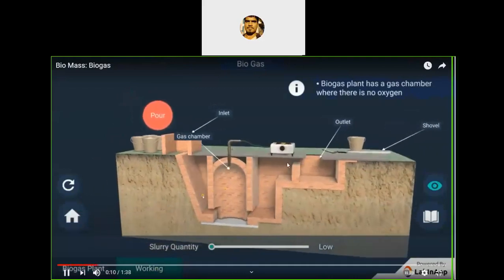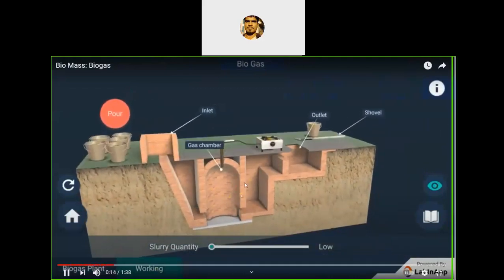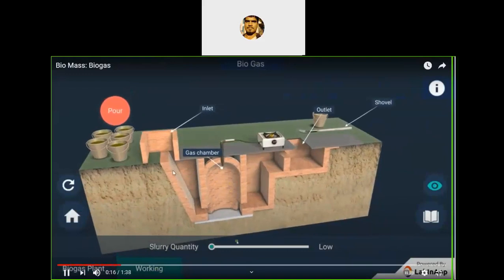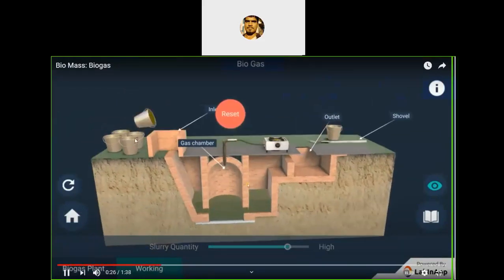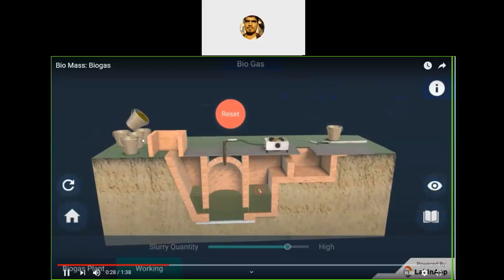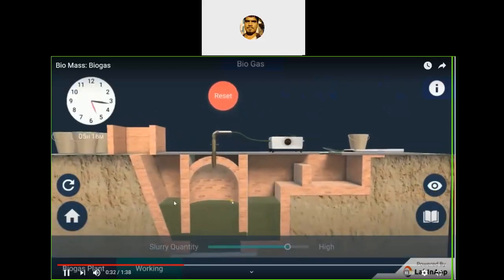It's a dome-like structure made of bricks. It has an inlet and an outlet. It's a single gas chamber, and here there is no oxygen. In the absence of oxygen, first we input bio waste, agricultural waste or animal waste through the inlet, and here it is not completely filled, it is partially filled.